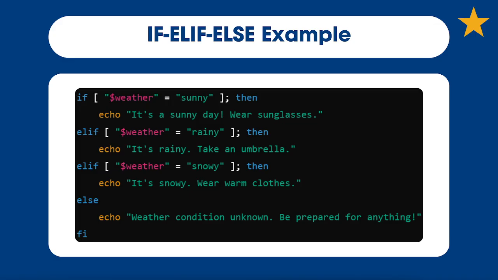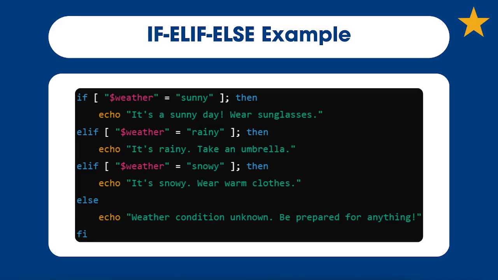All right, so if weather is sunny, so if literally the variable weather is a match for the word sunny, then we're going to do an echo. We're going to output, it's a sunny day, you should wear sunglasses. If weather is equal to rainy, then it's going to say it's rainy, take an umbrella. If the weather is equal to snowy, then it's going to output it's snowy, you should wear warm clothes. And in a situation where all of these are not true, the catch-all is the else, it's going to output weather condition unknown, be prepared for anything.